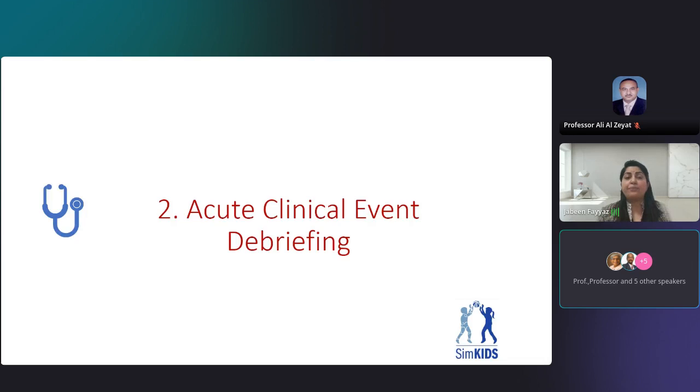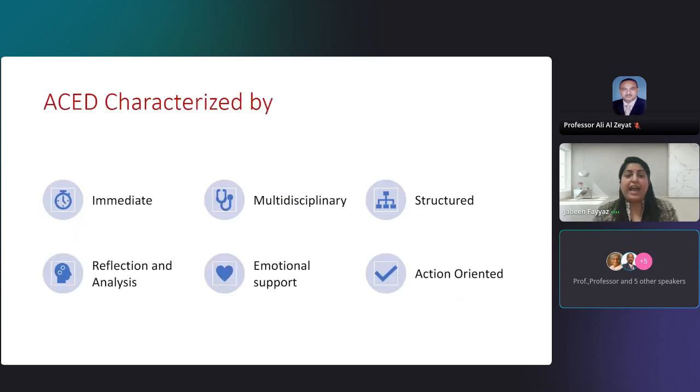Based on that pilot data, we implemented acute event clinical debriefing. And what does acute event clinical debriefing mean? Once we have a resuscitation, for example, we did a septic shock management, an actual patient resuscitation.